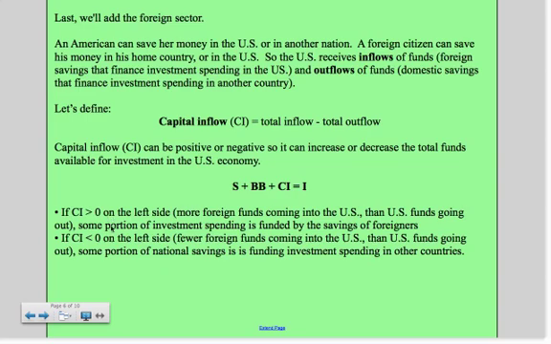So what happens here? If the capital inflow is greater than zero, that means there are more foreign funds coming into the US than US funds going out. So some portion of investment spending must be funded by the savings of foreigners in order to keep this identity equal. Now, if the capital inflow is less than zero, what does that mean? It means fewer foreign funds are coming into the US than US funds going out. Well, then some portion of national savings is funding investment spending in other countries and not ours.